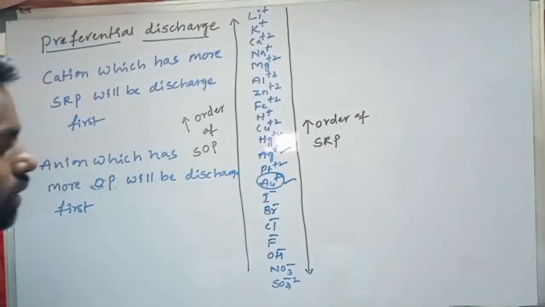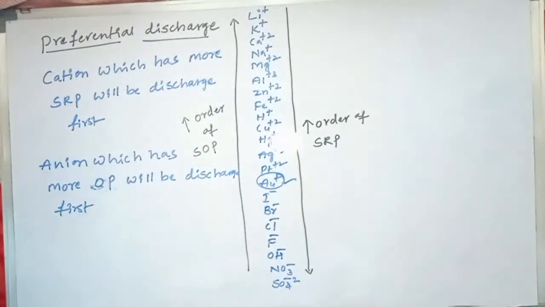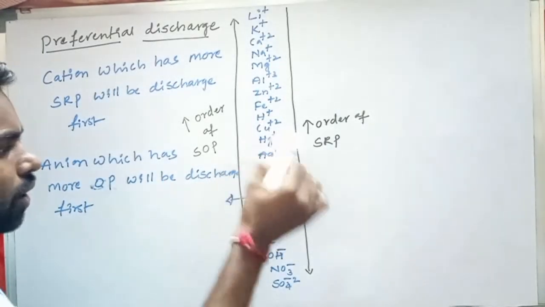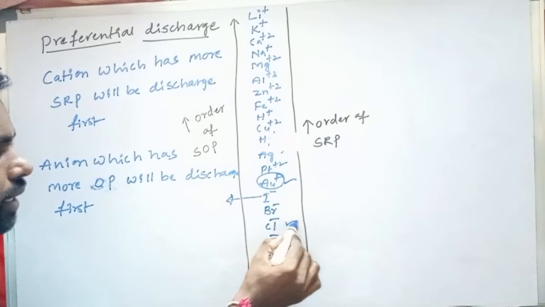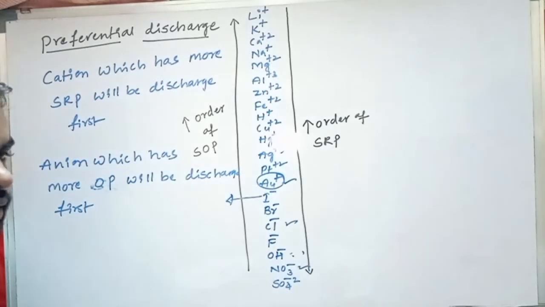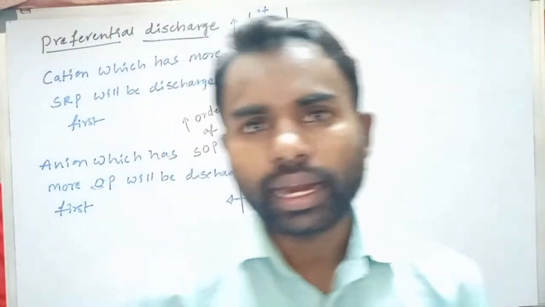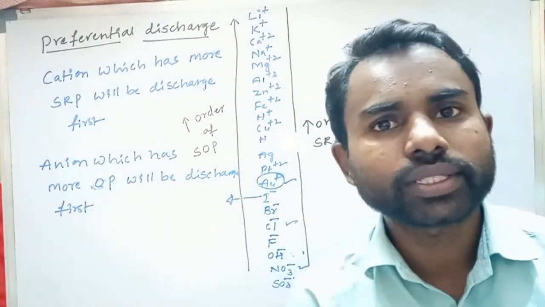For example, see here, when we are moving from bottom to top, the oxidation potential is increasing. So in this, which has more oxidation potential? Iodine. For example, iodine and Cl minus, these two ions are present in the electrolytic cell. Then which will deposit first on the anode electrode? Iodine will deposit first at the anode electrode. For example, Cl minus and NO3 minus ion, these two ions are present in the given electrolytic cell. Which will deposit first at the anode electrode? Cl minus ion will deposit first at the anode electrode.